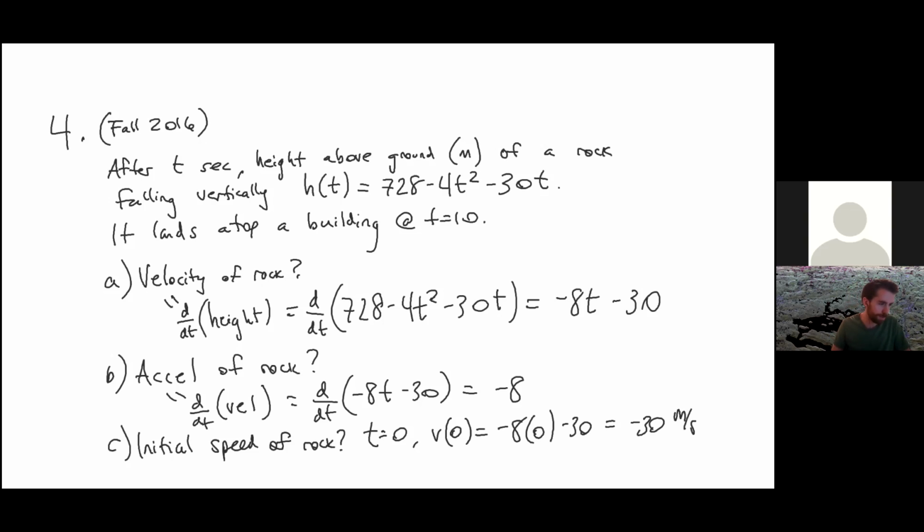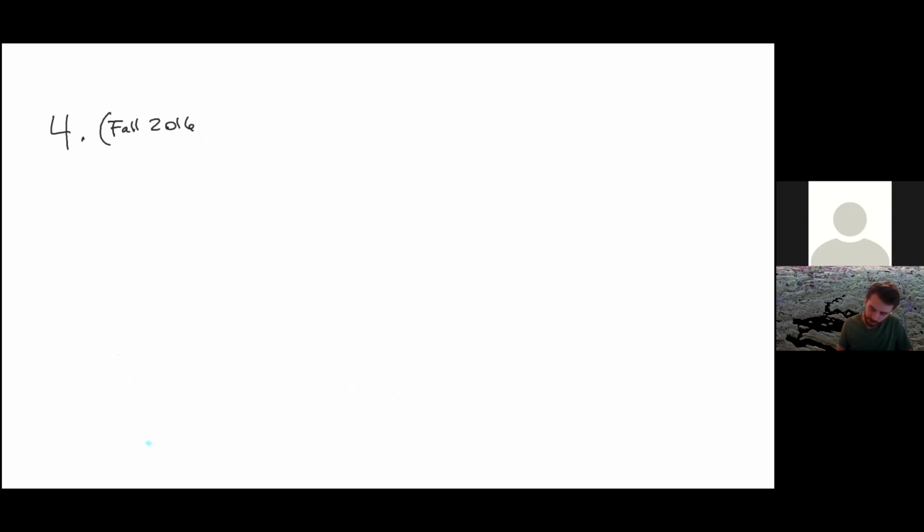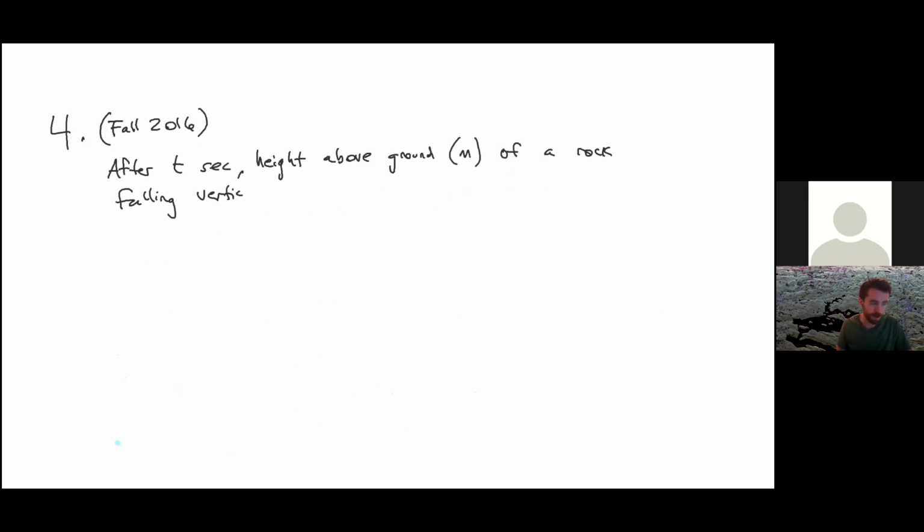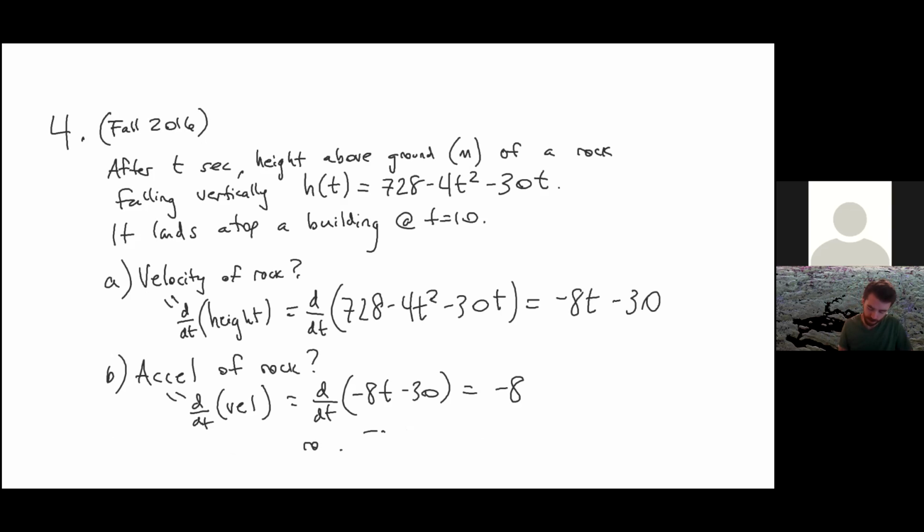Part D, what velocity did the rock hit the building with? So maybe I'll erase part C and get part D down here in the mix. Well, we know the rock hit the building at time t equals 10. So just plug 10 in. I know you guys can do that. And then part E is maybe more interesting. How high is the building?